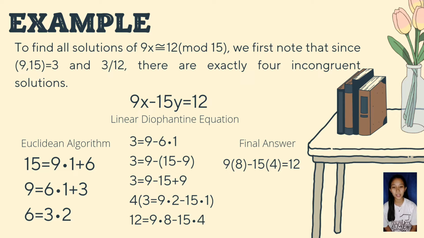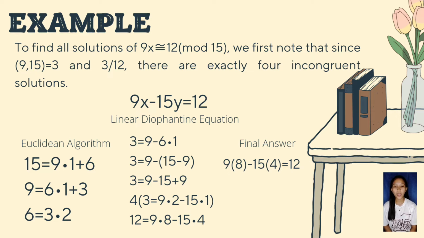So, combine like terms tayo. So, 3 is equal to 9 minus 15 plus 9. So, we will have 3 is equal to 9 times 2, kasi dalawa yung 9, minus 15 times 1.